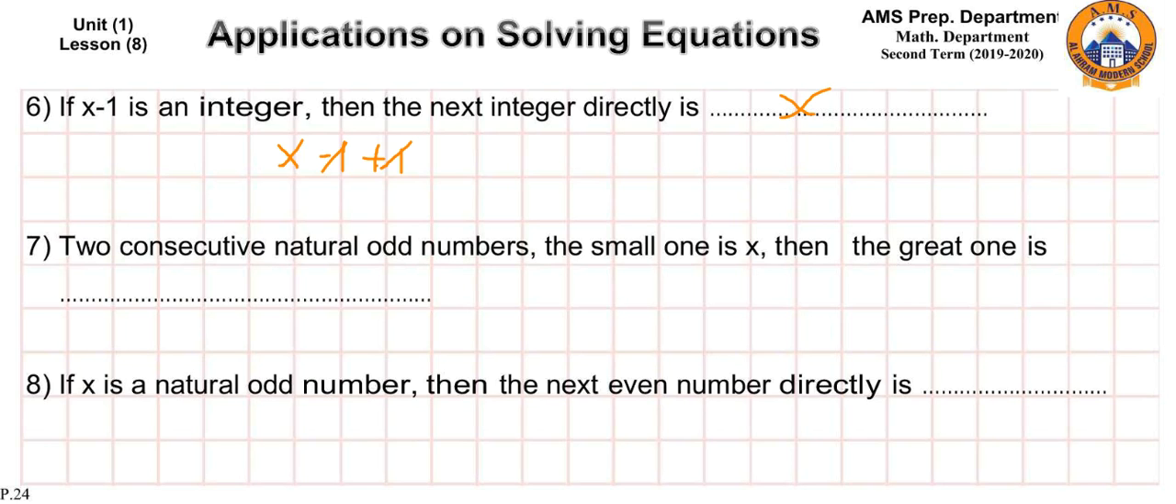Okay. Exercise number 7. You have 2 consecutive natural odd numbers. The small one is x, then the great one is. You have 2 odd numbers. The small one is x, so the great one will be x plus 2. If x is a natural odd number, then the next even. In this one we will find the next even. So it will be x plus 1.